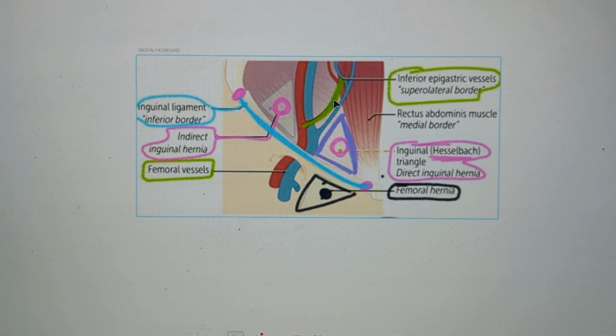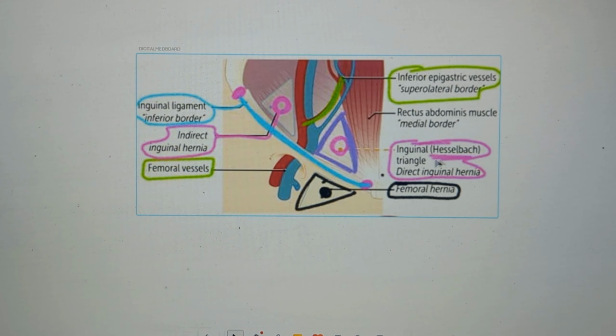If the hernia is lateral to the inferior epigastric vessels, it originates from the deep inguinal ring and is classified as an indirect inguinal hernia. If the hernia is medial to the inferior epigastric vessels, it is classified as a direct inguinal hernia, which occurs in Hesselbach triangle.